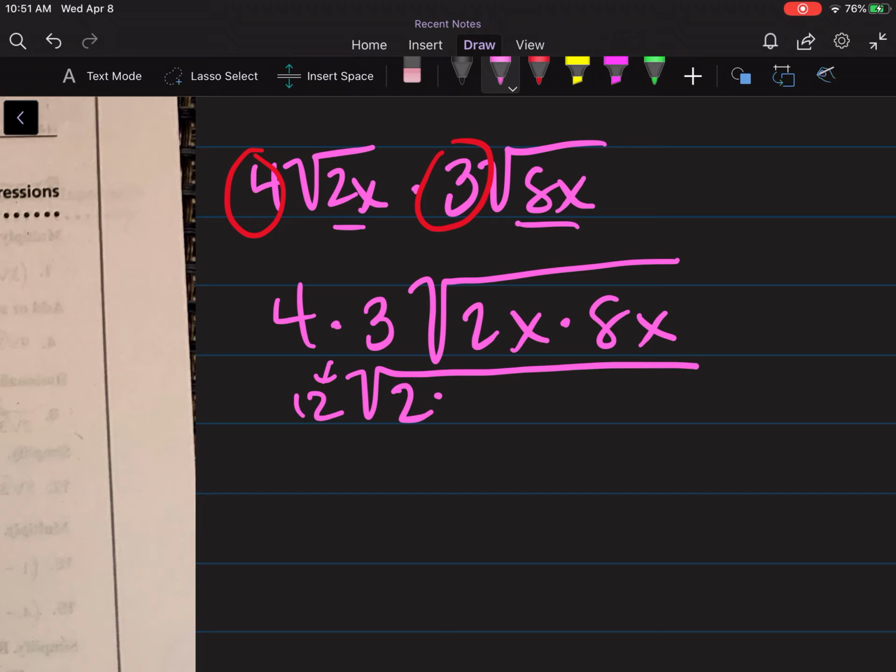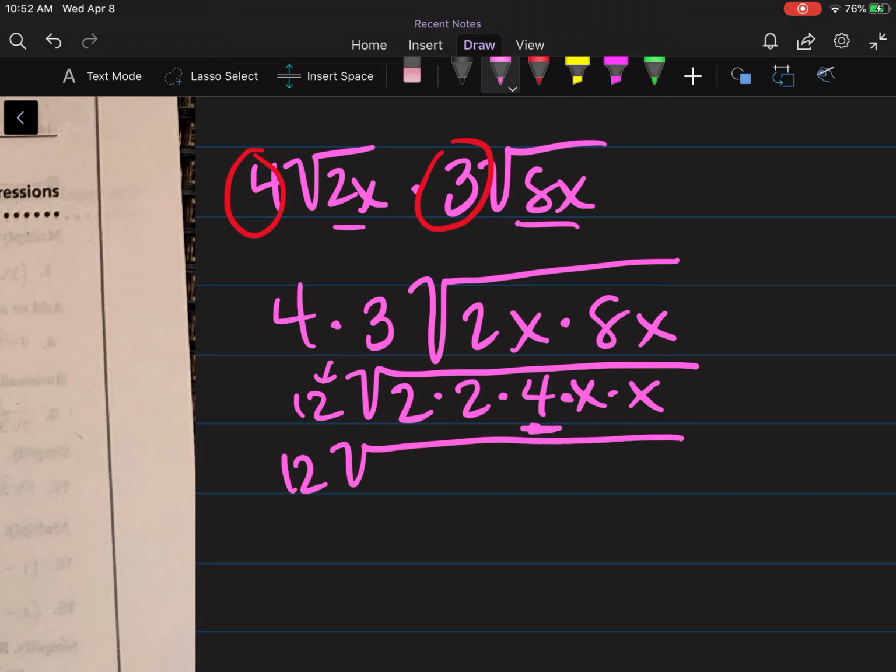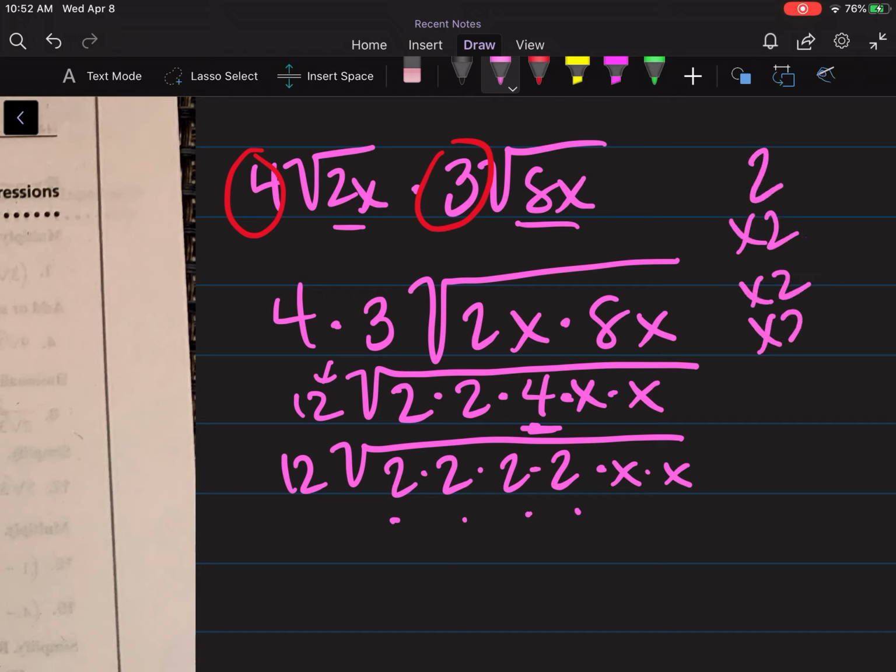Now that 8, we're going to do 2 times 4. And then we have an x and then another x. Excuse me. Now we can break this 4 down even more. So let's bring our 12 down. We have 2 times 2 times 2 times 2 times x times x. Now this 2 times 2 times 2 times 2.